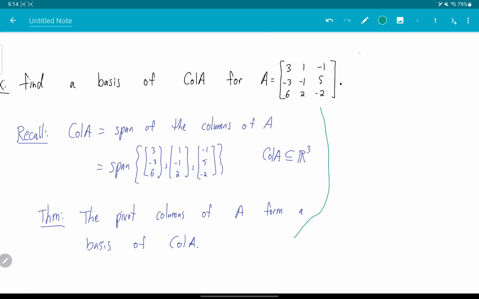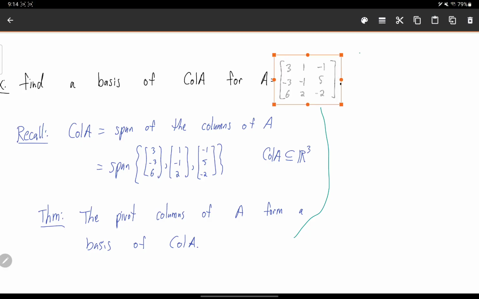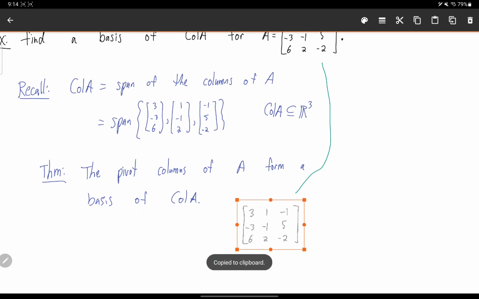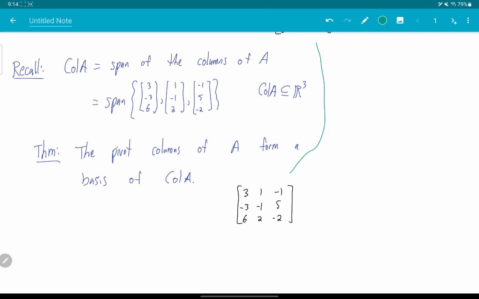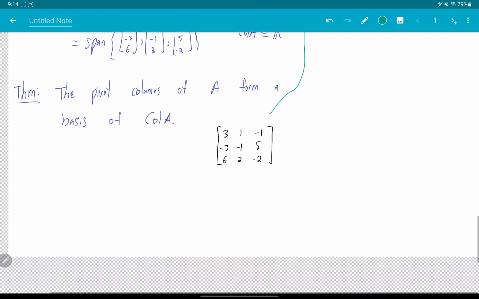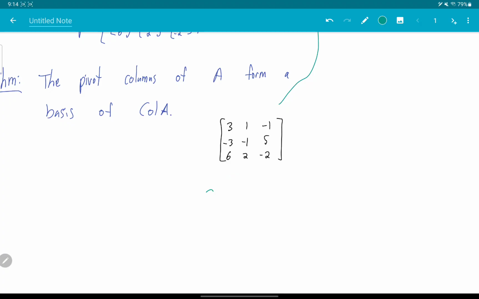Let's just copy paste here. Okay. So I'm going to reduce this to echelon form, and that will allow me to figure out where the pivots are. So I do the obvious reductions. I use this guy to create zeros below. So it's addition in the first case.